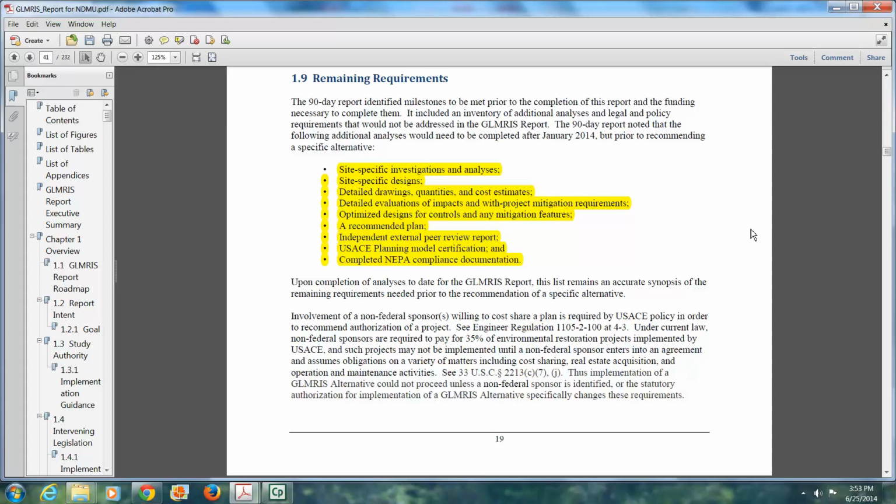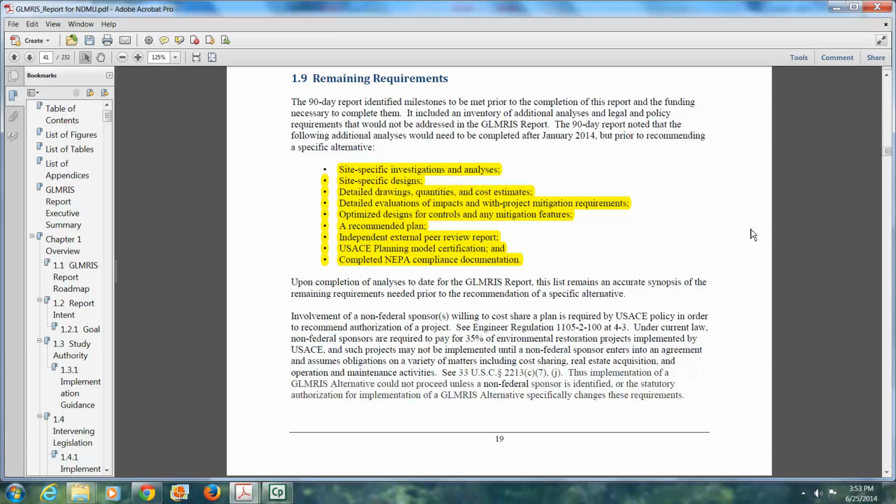There was no explicit and specific risk profile step done in the GLMRS study. The Corps does not ordinarily include such a step in their work. They do, however, rely heavily on identifying what is known and what needs to be known in each study process. That's part of what these remaining requirements do. They identify those things that need to be known.